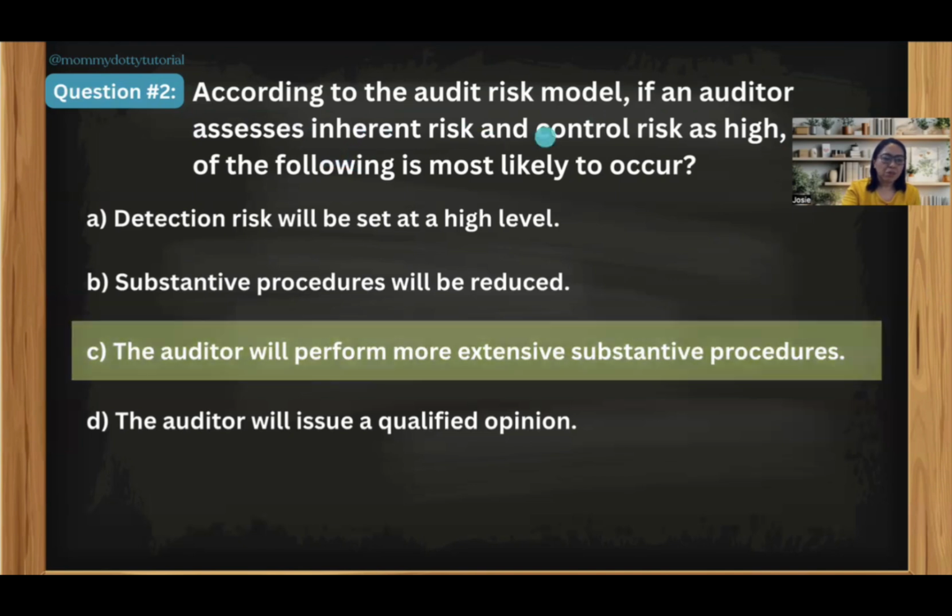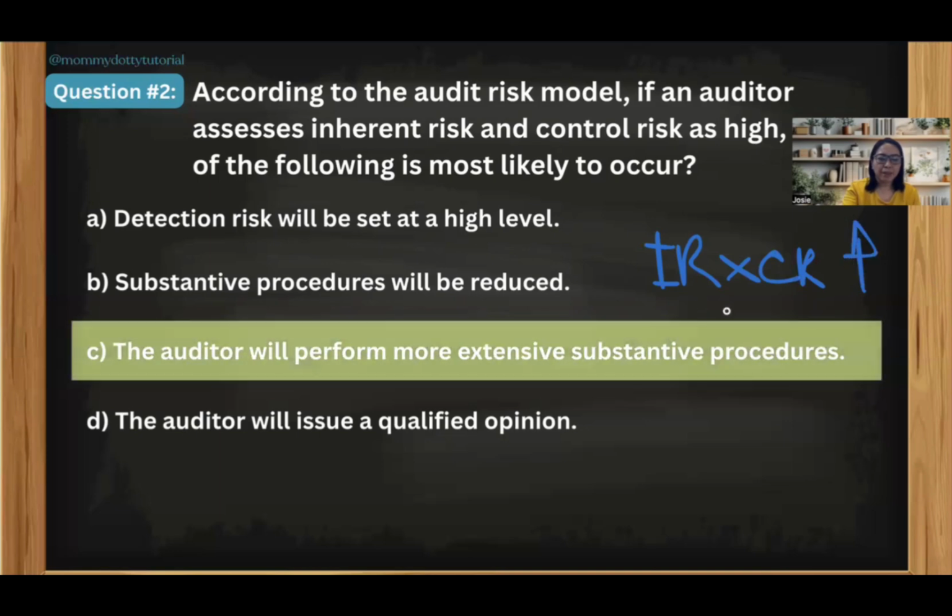I was talking about this over and over again. Inherent risk, control risk, high. Remember the arrow? I did some arrow. So what I mentioned to you, if inherent risk and the control risk, remember when I put the arrow like this, are high, the detection risk, you need to lower it to be acceptable, no? So how are you going to lower this?